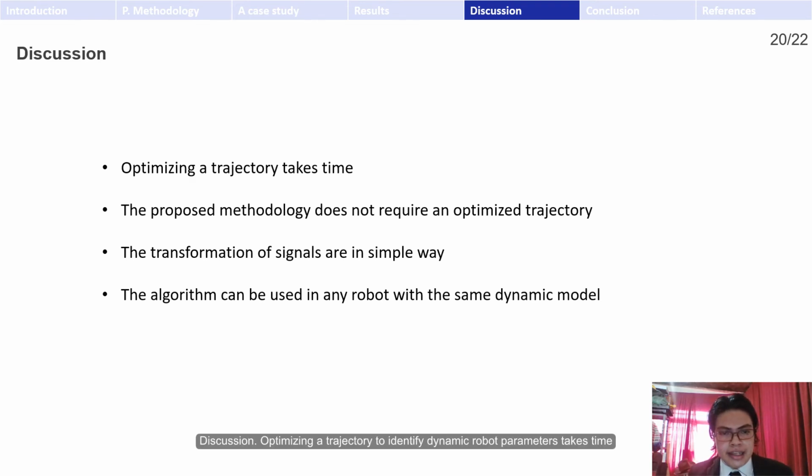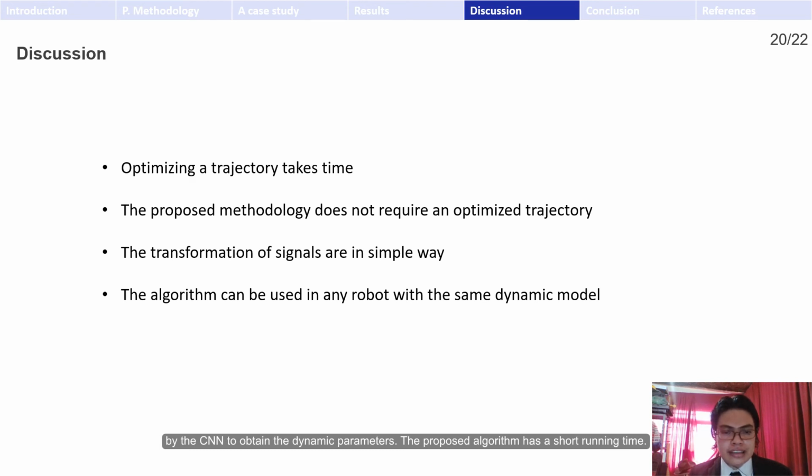Discussion. Optimizing a trajectory to identify dynamic robot parameters takes time because the new trajectory needs to be tested on the real robot. With the proposed methodology, trajectory optimization is not necessary and the processing time is reduced. The processing technique applied to the input data can sample the signals to any integer value length. The transformation of the signals into an image does not require the frequency spectrum and has the necessary information in a simple way to be processed by the CNN to obtain the dynamic parameters.